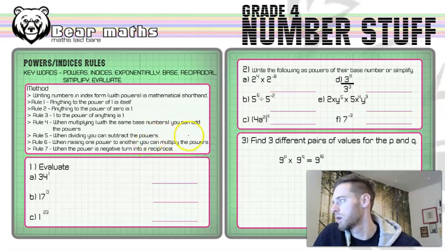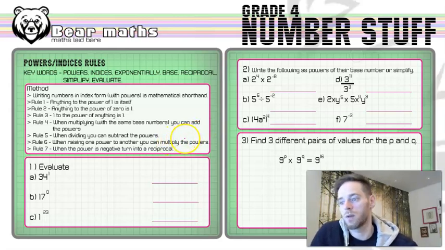That's in box number 1. Then in rule 4, I've got when multiplying and the base numbers are the same, you're allowed to add the powers. When dividing, you can subtract the powers. Obviously, the base numbers have to be the same there as well. And when raising one power to another, you can multiply the powers together. You'll see those examples in question 2, along with rule number 7. When the power is negative, you need to turn it into a reciprocal. That means you turn the number upside down. I'll talk about what that means in real terms when we get to the question.